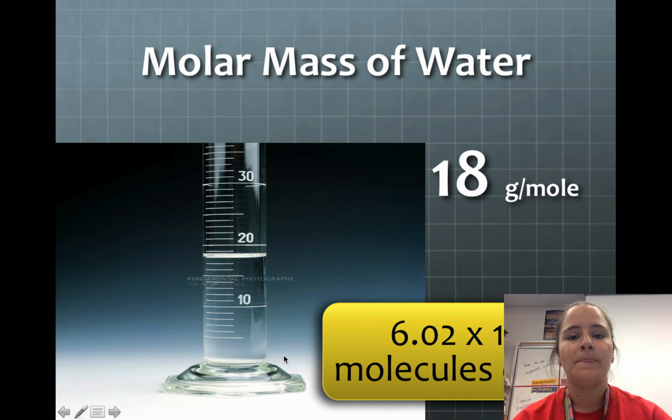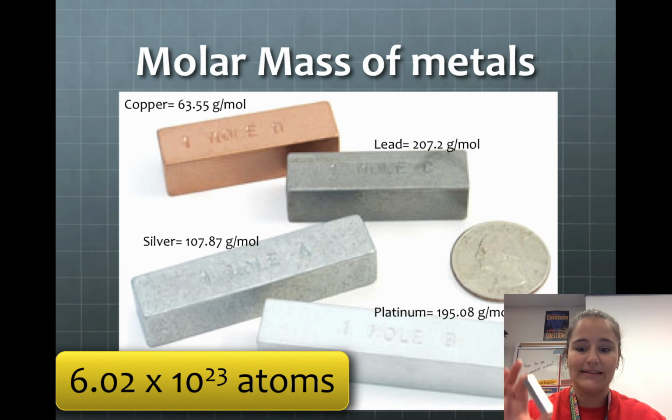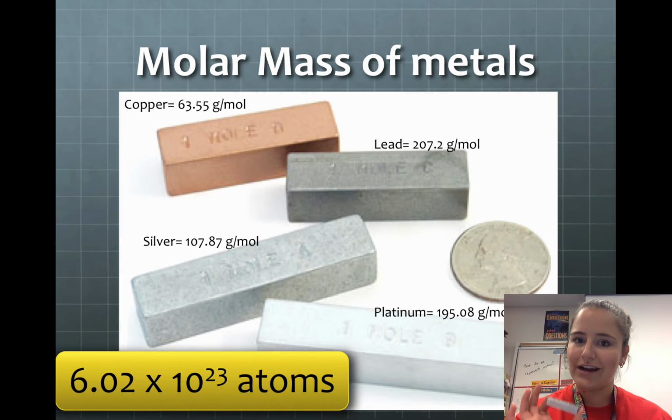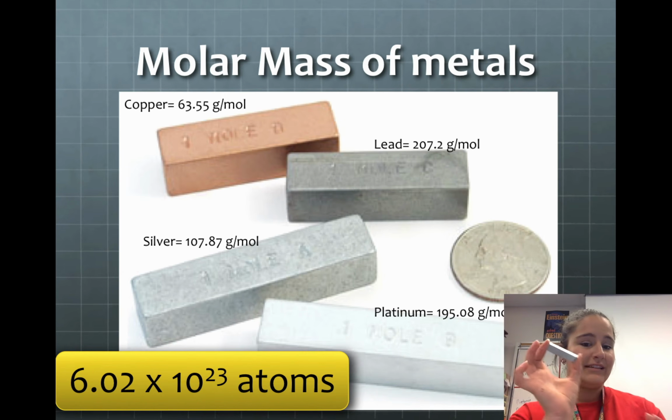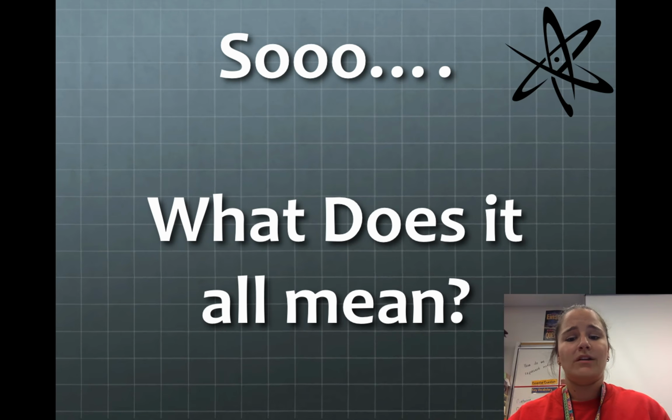And because the density of water is 1 gram per milliliter, it's going to have a volume of 18 milliliters. Molar mass of metals, this one is platinum. It has a mass of 195 grams. Silver, 108 grams. Lead, 207 grams. And copper, 63 grams. They each contain 6.02 times 10 to the 23rd atoms. Okay? They just have different masses and different densities.